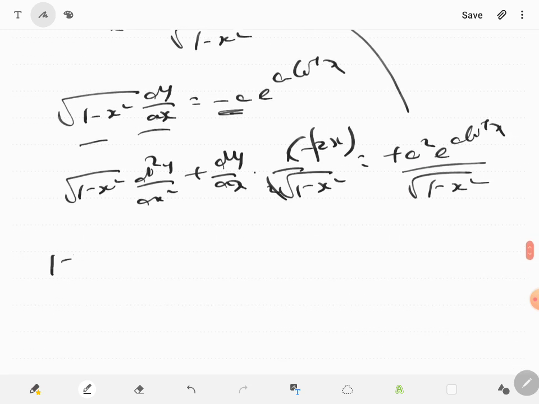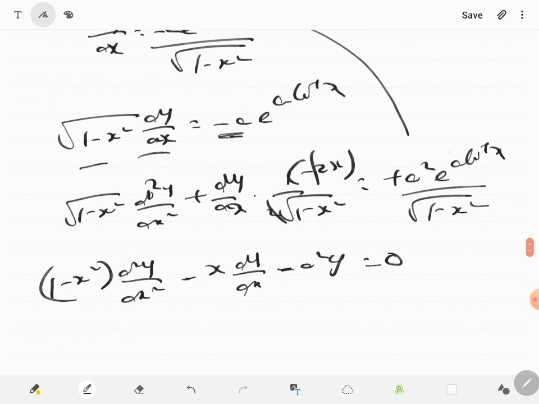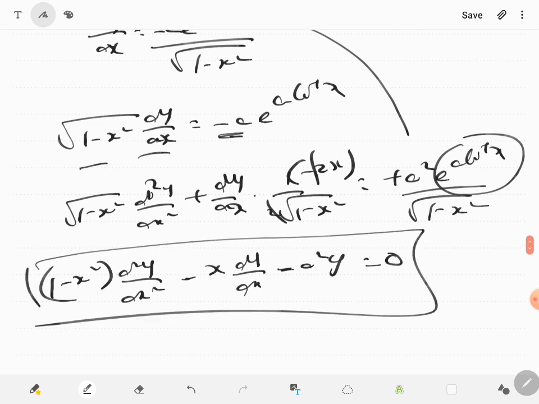Now cross multiply, you get 1 minus x square d square y by dx square minus x into dy by dx, because root of 1 minus x square would get cancelled. Minus a square y is equal to 0, because this itself is y. Or you can take LCM and cancel the denominators. Either way, you get the same answer. I'm sure you understood.